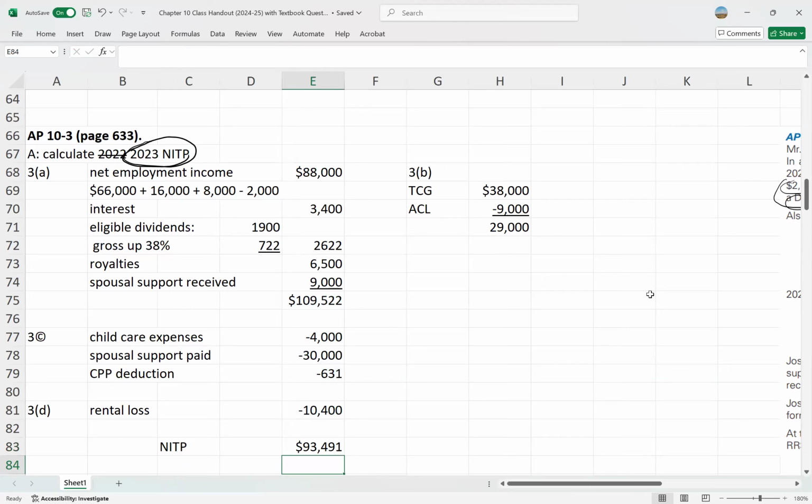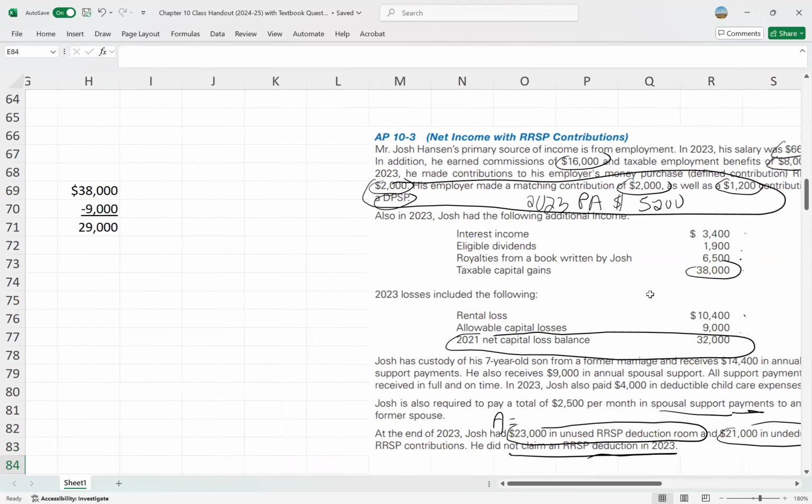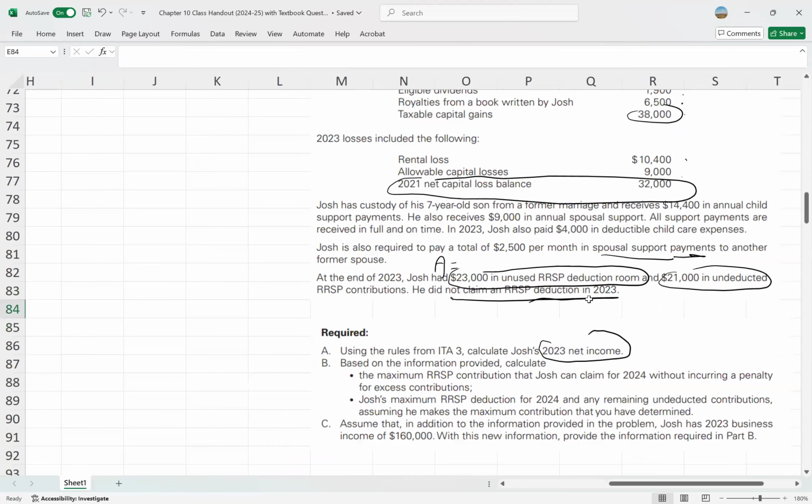Now we move on to part B. What does part B say? Based on the information, calculate his maximum contribution and his maximum deduction. The maximum deduction is based on that formula, A plus B plus R minus C. Then we'll talk about the maximum contributions as well. But let's start with the maximum RRSP deduction. We'll use that formula first.